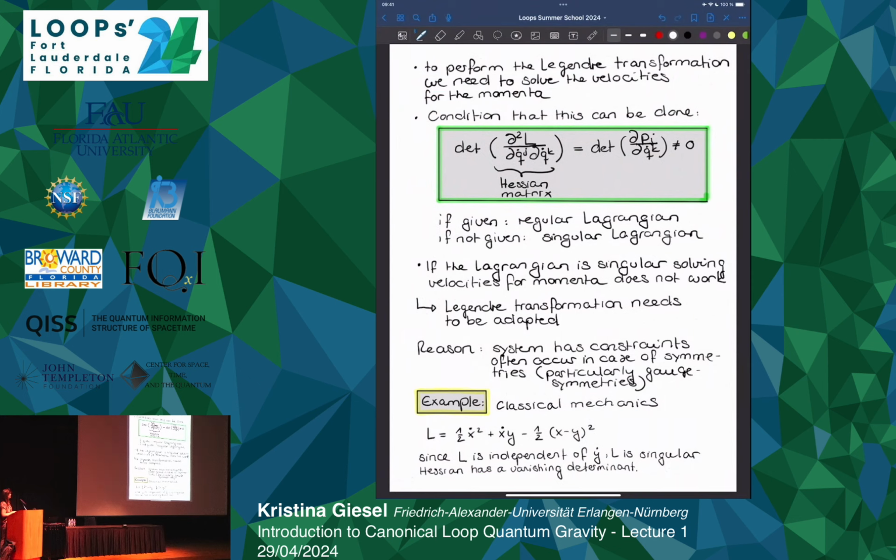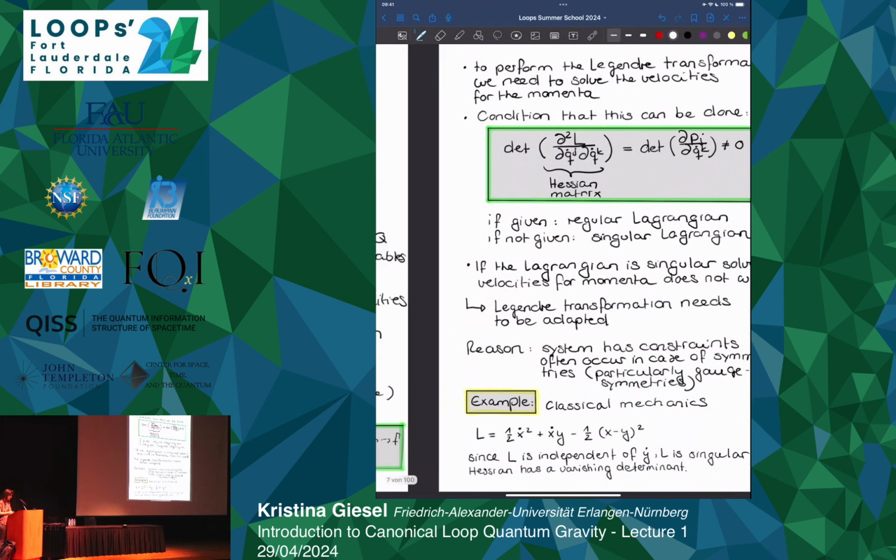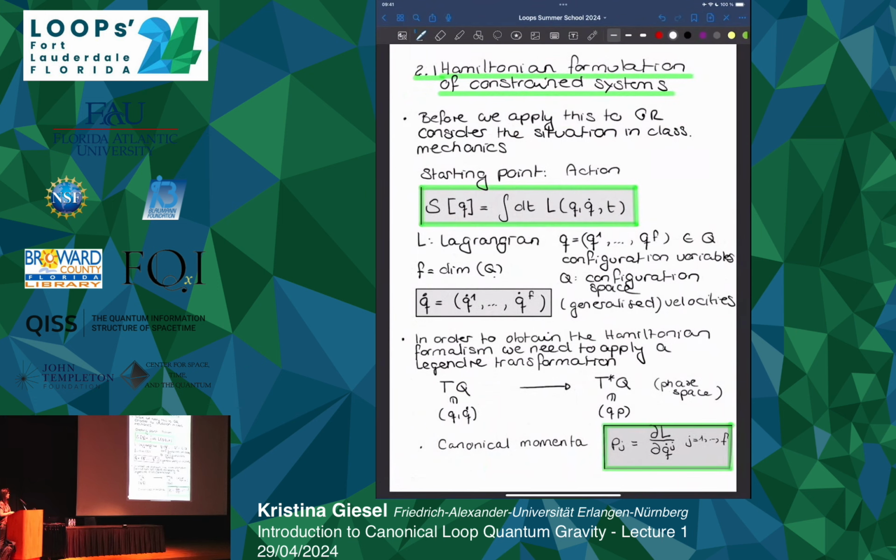Now, if you consider the Lagrangian, in standard models the kinetic term is usually quadratic in the velocities. You can take the second derivative of the Lagrangian with respect to the individual velocities, take this as a matrix and consider its determinant. This will be the Hessian matrix of the Lagrangian. And you can test whether this is non-zero or vanishing. If it is non-zero, you are able, by performing the Legendre transformation, to solve the relation of the canonical momenta for the velocities.